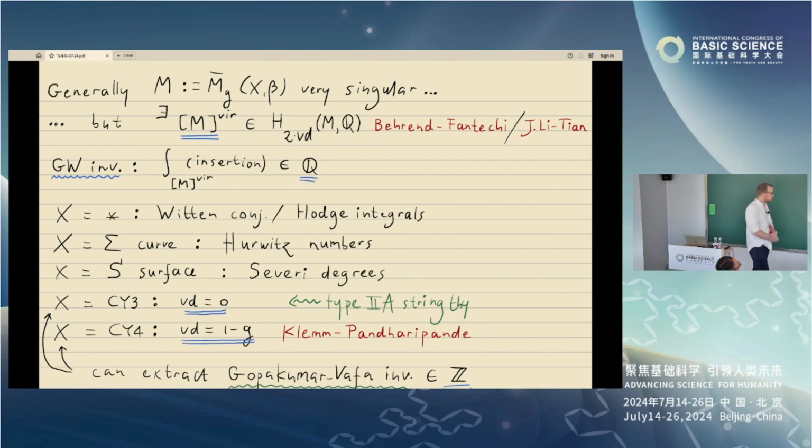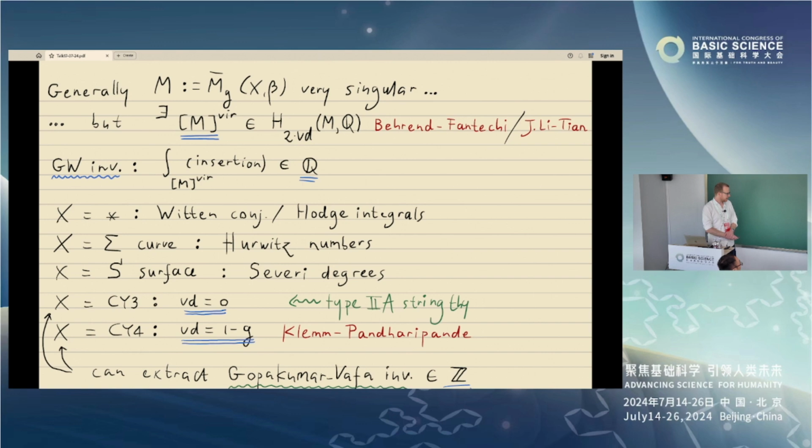So this is a huge subject. I will not give a survey of Gromov-Witten theory here. Some of the leaders in the field are present at this conference. But let me just mention without references that this is already interesting for a point and for a curve, in which case you'll get a relation to Hurwitz numbers. For complex surfaces, you get a connection to Severi degrees, which were already studied in the 19th century.